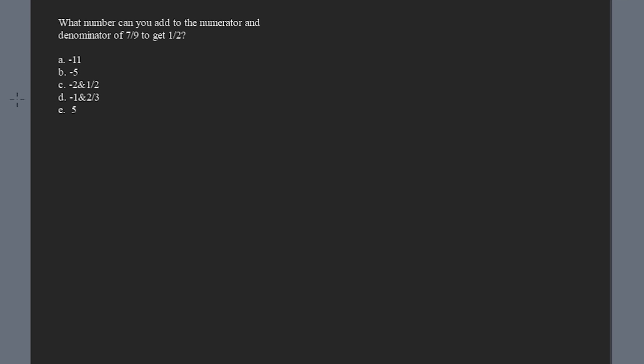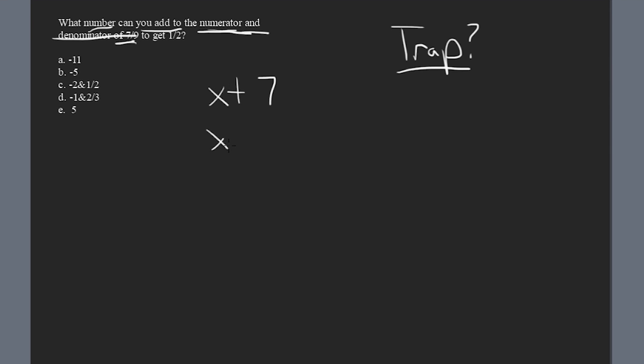Okay, this problem. What number, x, can you add to the numerator and denominator of 7/9 to get 1/2? I'm going to add x to 7 because they said the numerator, and I'm adding it to the denominator as well of 7/9, right? 7/9 is right there. To get, that's the equal sign, 1/2. Okay, I've got my setup.